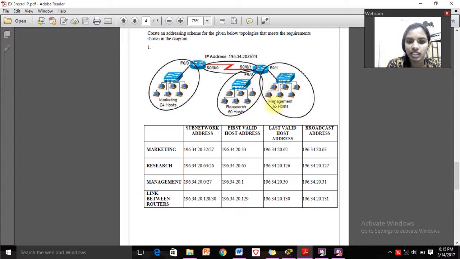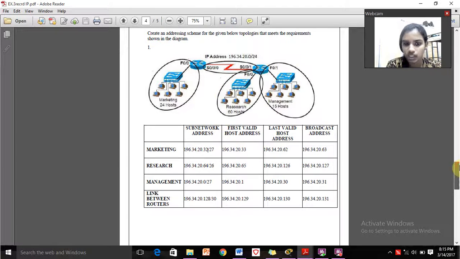Similarly, for research and management: for research 60 hosts are required, so the number of bits borrowed will be only 2, and for management it will be 3, and the link between these two routers will have subnet mask /30. Similarly, we have to find the addresses for all the other networks.